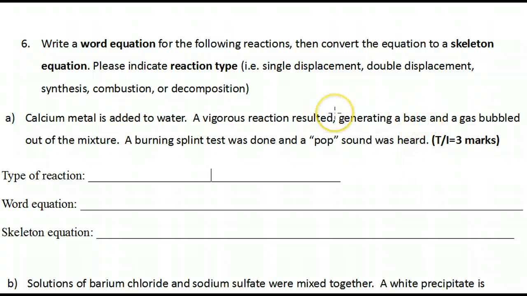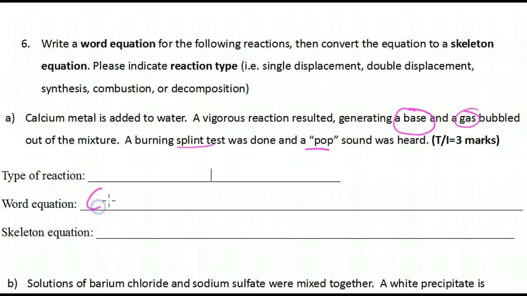So that's a good hint right there. So it's really important to read these questions carefully. So it generates a base and a gas. And also it tells us that a burning splint was added and a pop sound was heard. And so hopefully you can remember back to our lab and what type of gas you heard when there was a pop sound. So I'm going to start here with the word equation.